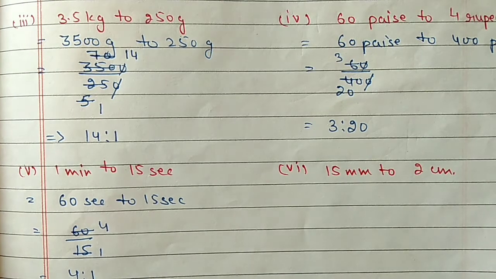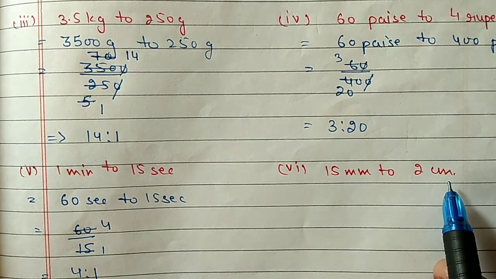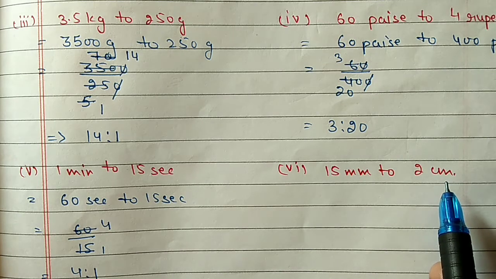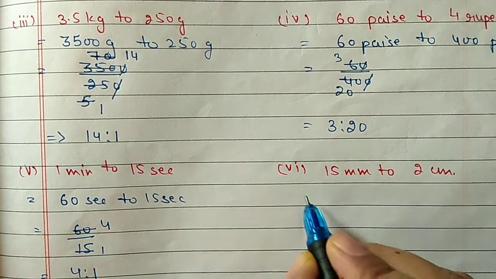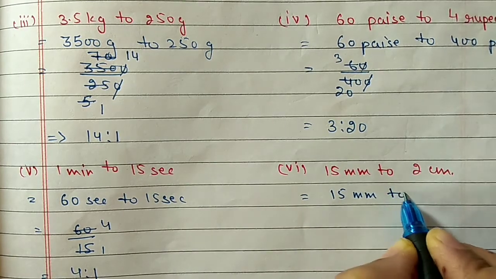Sixth part, 15 millimeter to 2 centimeter. Centimeter is the bigger unit. 1 centimeter is equal to 10 millimeter. So 2 centimeter will be 20 millimeter.